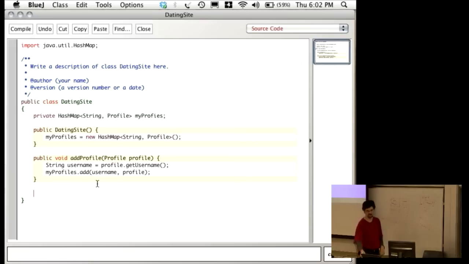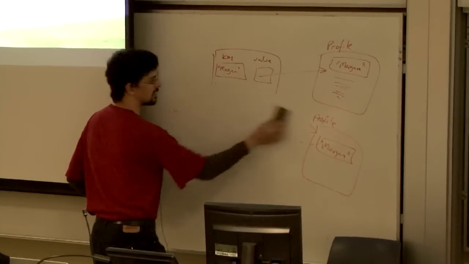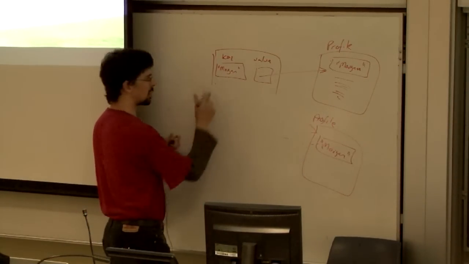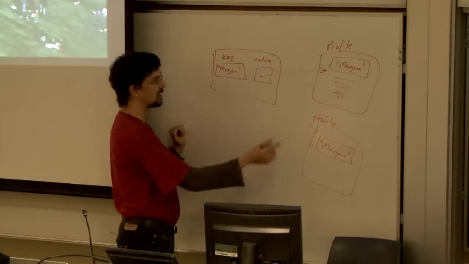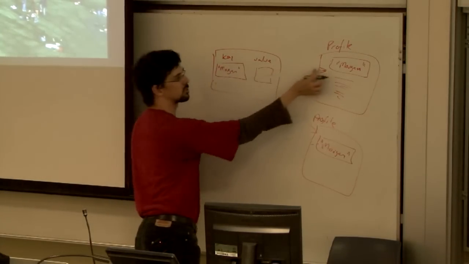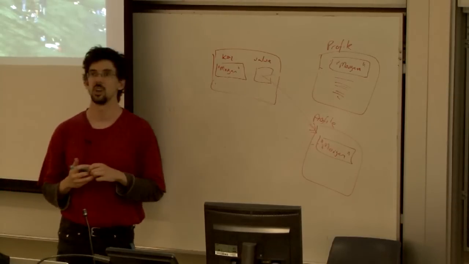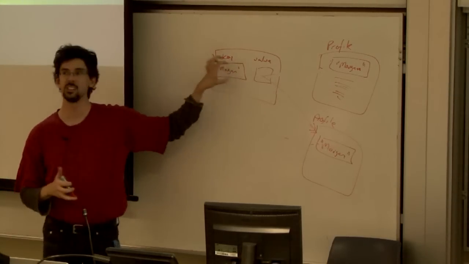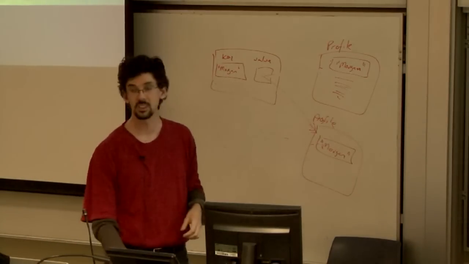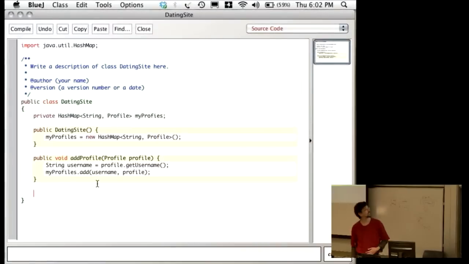And so if this was a different person but also called Morgan, so we had two profiles for people called Morgan, and I've already got one Morgan in my system and I went to add that one, what I would actually do is replace that one with that one. And so the old Morgan would be lost. So in a hash map, we have to make sure that the keys are unique, that we don't have repeated keys.